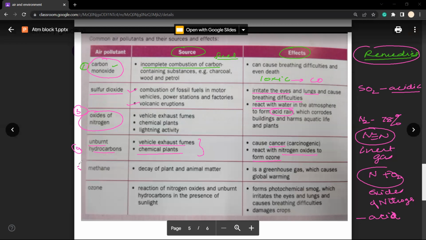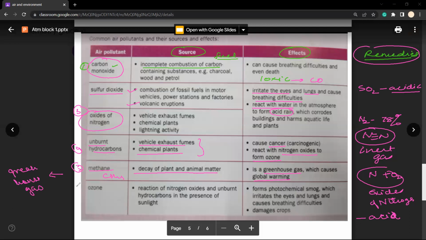Now, the fifth pollutant is basically methane gas, which is a greenhouse gas that we have already studied. Where do we get the methane gas? What is the source? We get it from the decay of vegetation matter, plant and animal matter. And as I told you, like carbon dioxide, this is also a greenhouse gas, which can cause global warming. So we'll see how we can reduce the emission of methane gas.